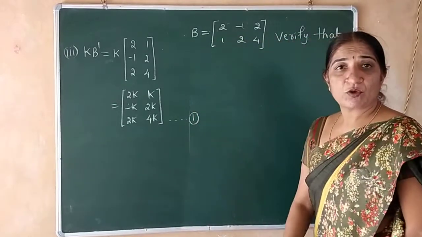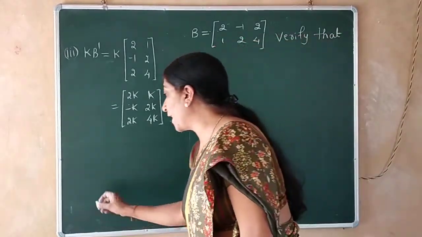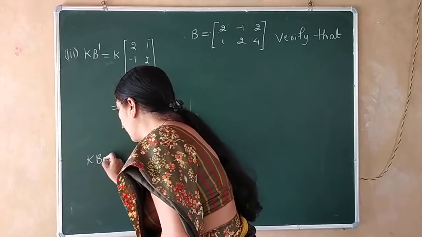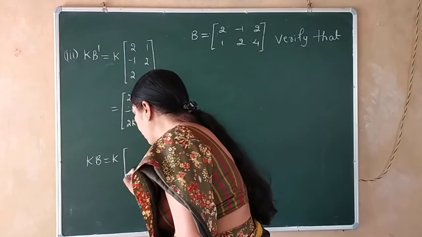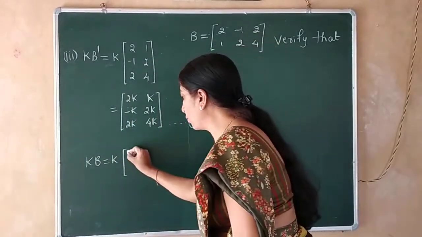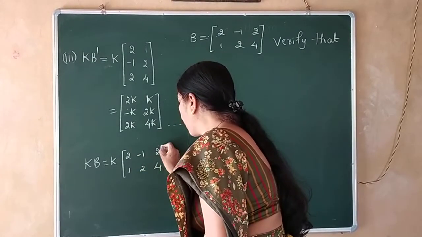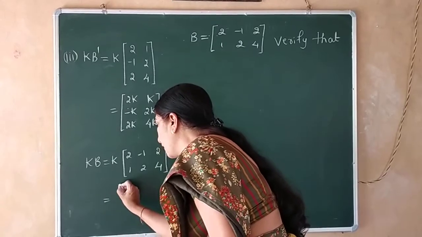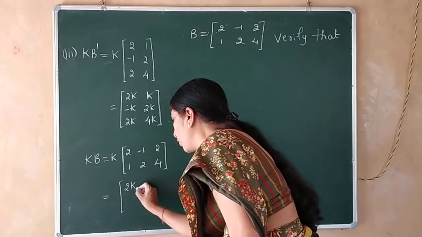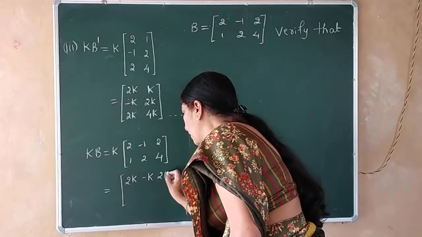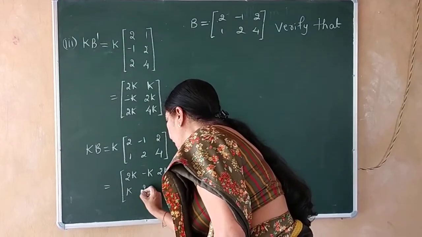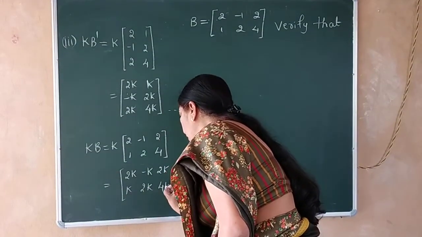In the next part, what we are doing? We are multiplying K into B. So K, B means whatever is the given matrix. 2, minus 1, 2, 1, 2, 4. Multiply each element. 2K, minus K, 2K. This is K, 2K, 4K.